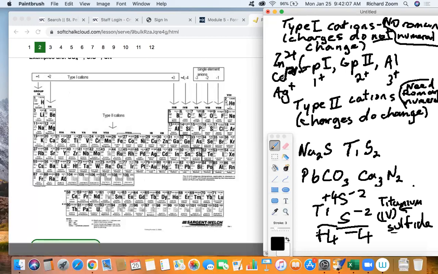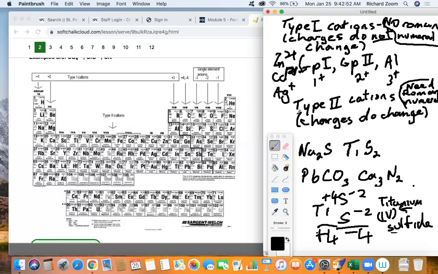Does anybody have any questions at all? The reason aluminum, zinc, and silver don't change is just because they have set charge. In other words, yeah. They only lose a set number of electrons in order to become the charge that they are. So zinc always loses 2. It won't lose 1, it won't lose 3. It'll always lose 2 and never anything else, which makes it a type 1. Very much like sodium can only lose 1 electron. All right, any other questions?